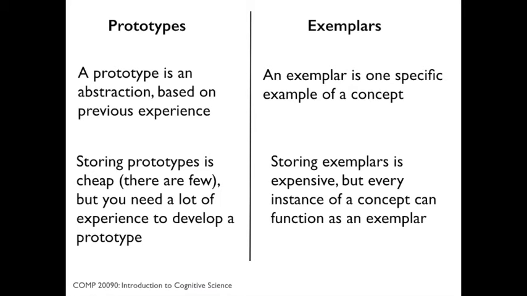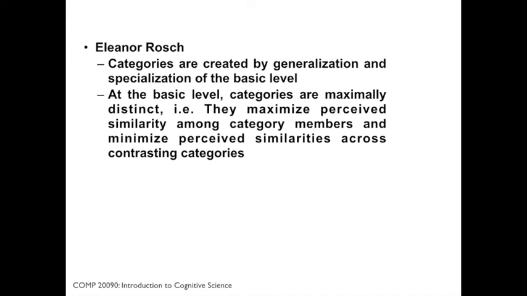So categories are not only organized from the most general to the most specific. Somewhere in the middle, there's what we'll call a basic category, a basic level category. And this idea comes from Eleanor Rosch, who also pointed out the distinction between prototypes and exemplars. She said that at the basic level, categories are maximally distinct. Things within one category are very like each other, and things that are from different categories are quite distinct from each other. Supposing I said to you, imagine a fruit.